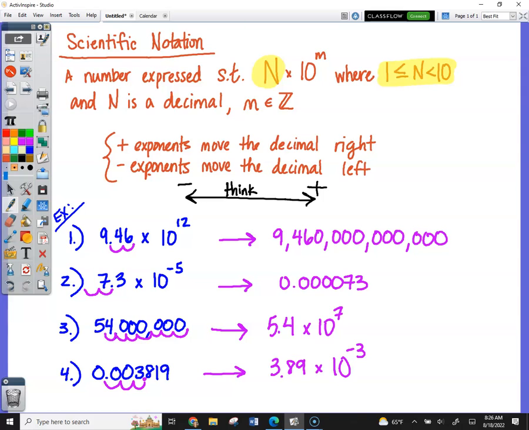Like if I had 5.4 times 10 to the negative 7, if I'm checking it, then I would be like, oh, it's negative, so it's going this way. That's not right. So then you can adjust as needed. Okay. So now go to the homework and do those problems.